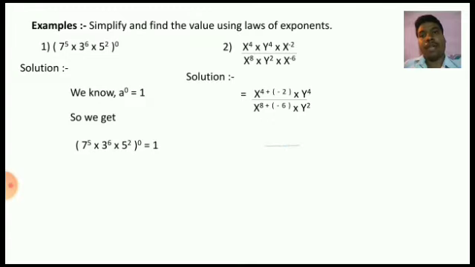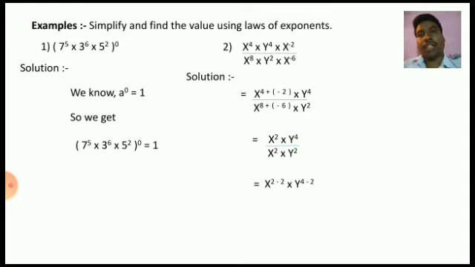Means that the next step is x raised to 2 into y raised to 4 divided by x raised to 2 into y raised to 2. Now we have to apply the second law of exponent, dividing powers with the same base. In the given step, the numerator has x raised to 2 into y raised to 4 and the denominator has x raised to 2 into y raised to 2. Here the bases are the same, so we apply the second law, dividing powers with the same base.